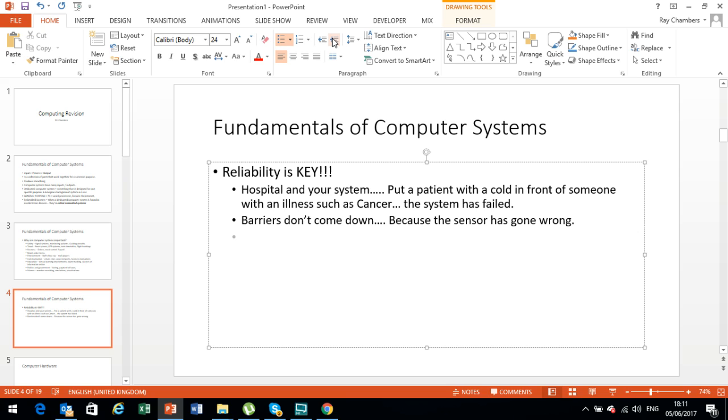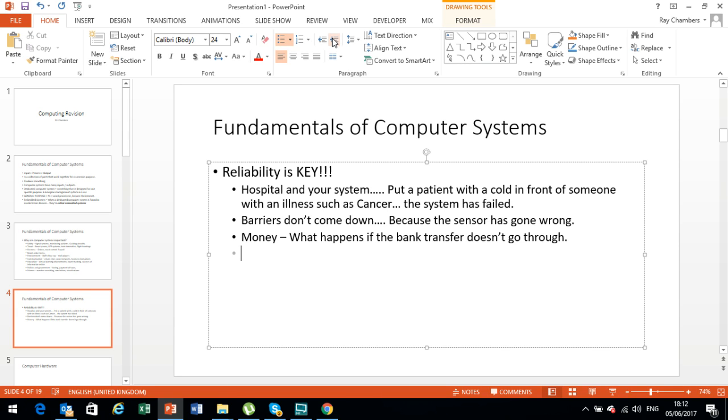You've also got to think about reliability with money. What happens if the bank transfer doesn't go through? That's somebody's house that hasn't been purchased. I mean, there are examples of systems out there that you can have a look at where reliability has caused problems.